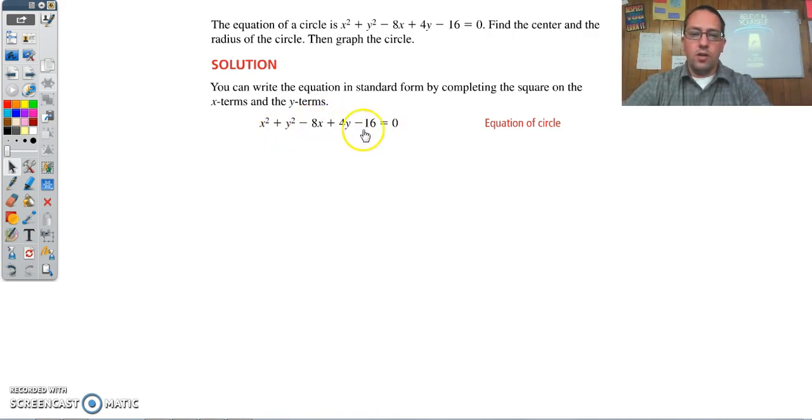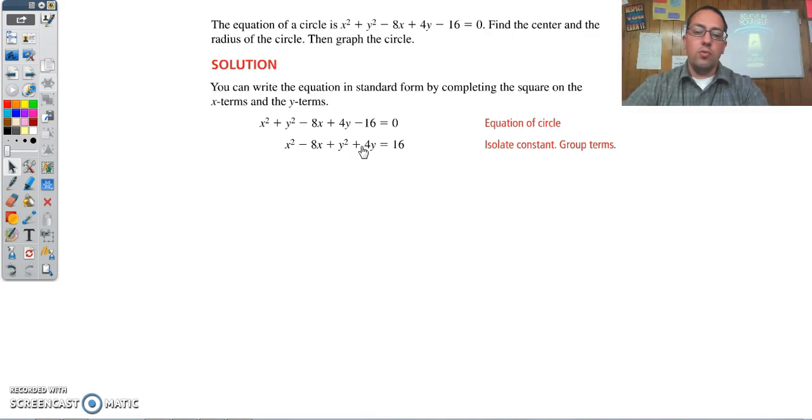Step 1, we write down our equation. Next, we're going to isolate the constant. We're going to get this 16 to the other side, so we add 16 to both sides of the equation. And what we're going to do is group all our terms. We're going to put all of our x's together, all of our y's together. And now we complete the square. We're going to complete the square twice, once for the x's, once for the y's.